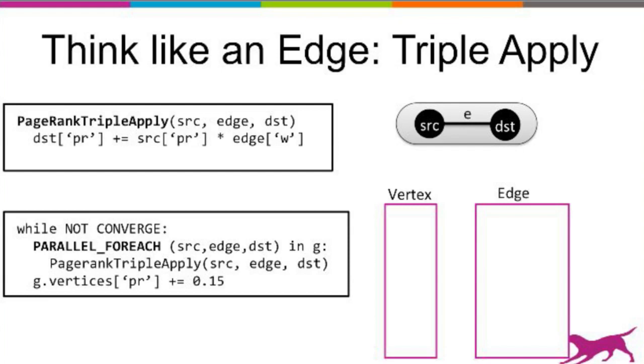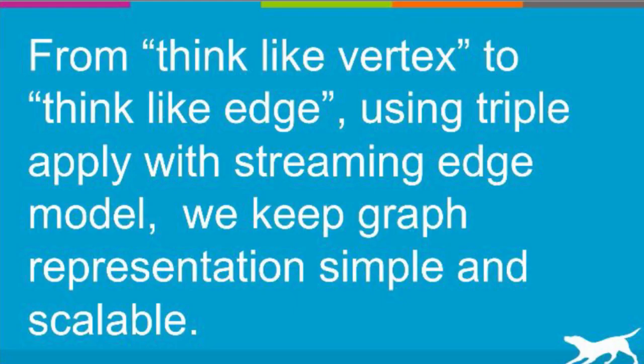So see this in animation. I load in, I grab an edge, get the vertex data on both ends, apply this function, throw the edge away. I don't have to keep anything in memory. It's entirely running in a streaming fashion. So from thinking like a vertex to thinking like an edge, using a simple triple apply abstraction with a streaming edge model, we can keep the simple graph representation and make it much more scalable, because you can dedicate all your memory to store the vertex data, which is critical for the graph computation.